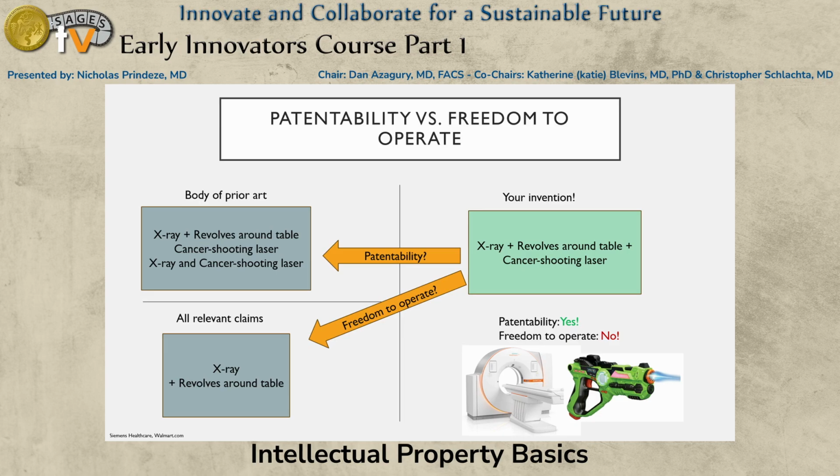Now, if we look at all prior art, we see that there is an X-ray that revolves around a table, and that's a CT scanner. So can you make your device, which is essentially a CT scanner with an attached laser? You can, but the companies that own the IP on CTs have the right to sue you. They have the right to have their own technology licensed, and you must pay them for that.